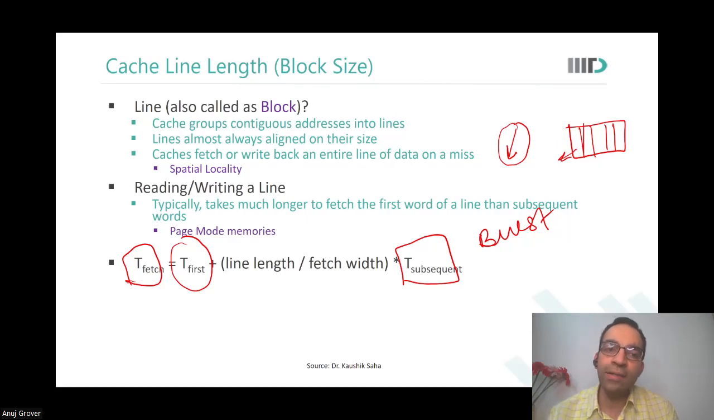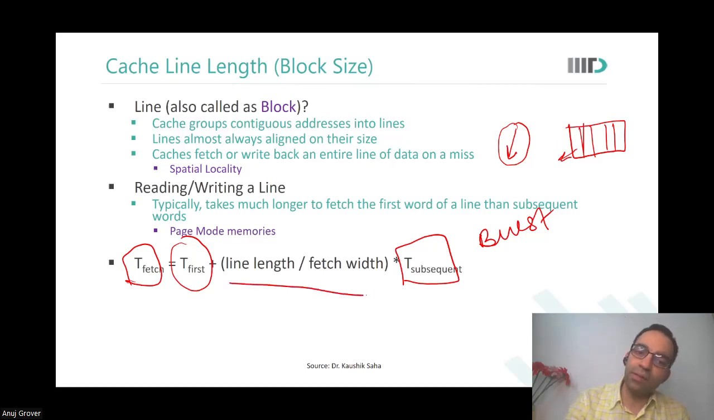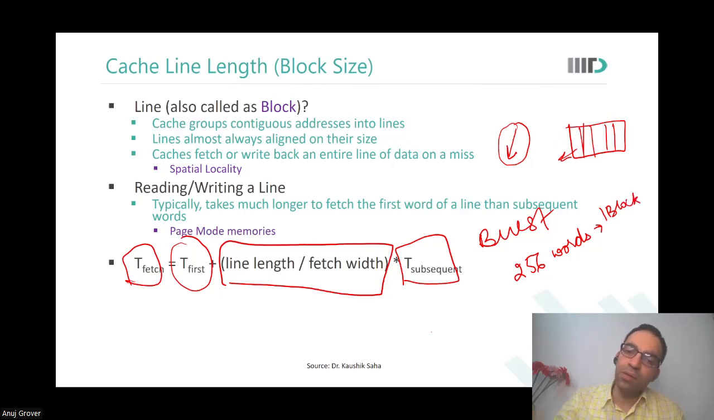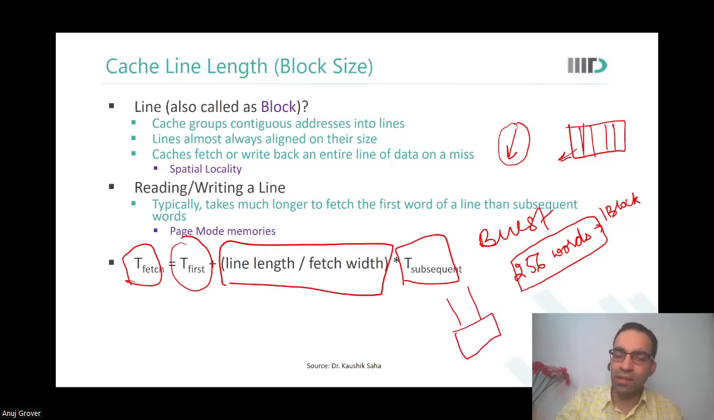Okay. And this function, are you able to see this? This says that I will bring, let us say, 256 words in one block. But you want to bring that many words, but what happens? The bus that you have from the memory to your processor is much smaller. It can at most transmit 2 words or 4 words.